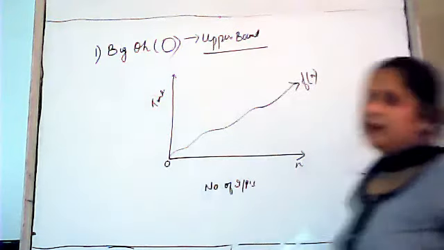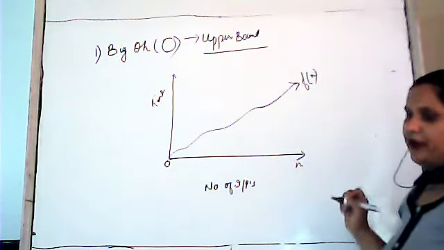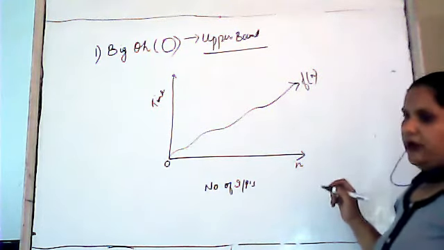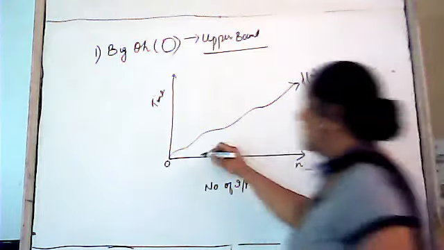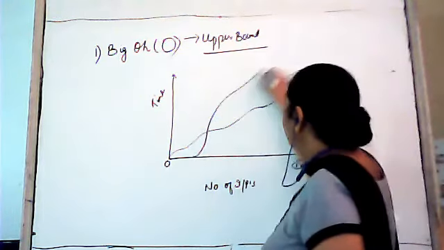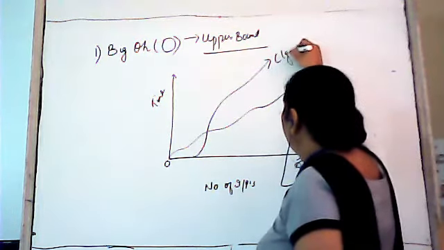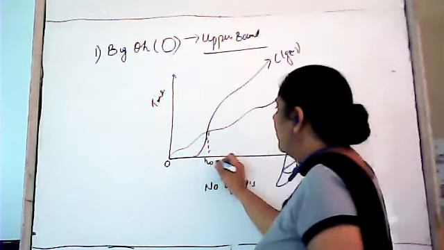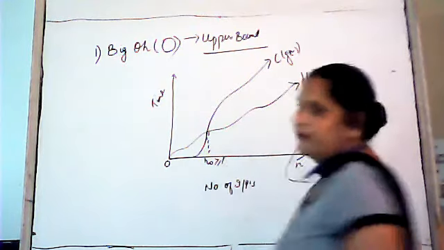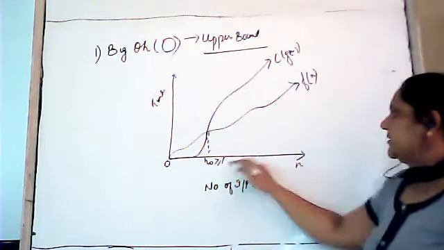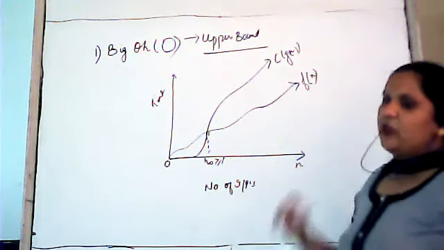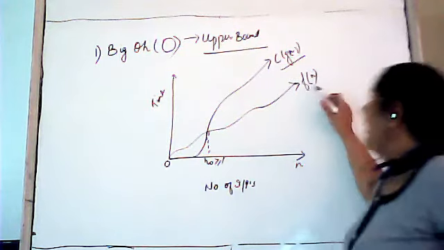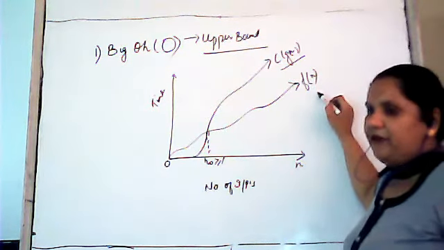Maximum comparisons to be made. That means we have to find the upper bound. That means we have to make a function which is always greater than this function for certain n naught, where n naught is greater than or equal to 1. That means you have to find the function represented as c of g of n, which is always greater than f of n.